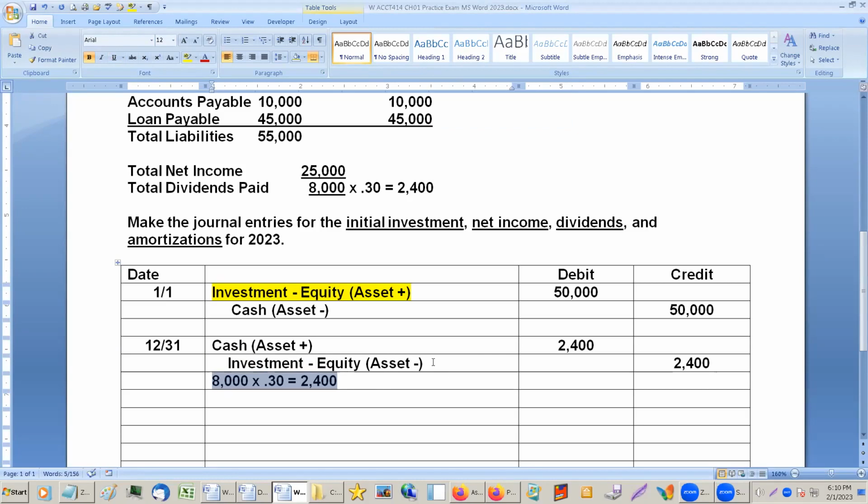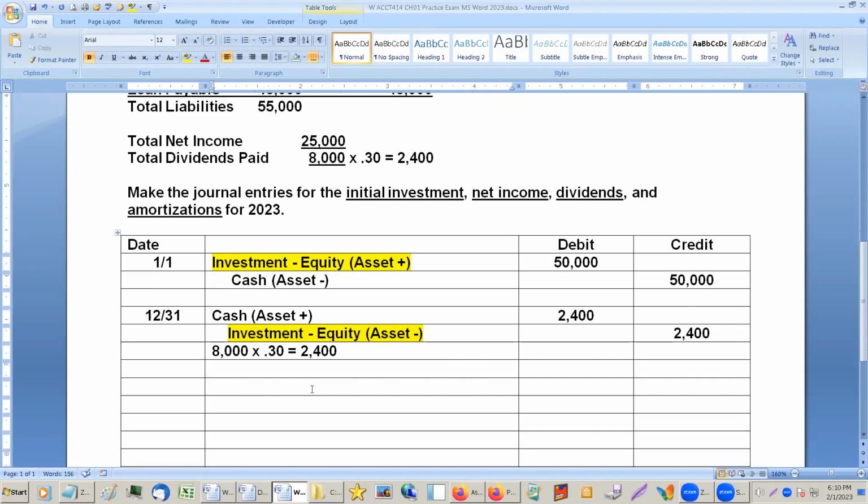But all right, so here's the investment account, and that's going to be in every one. Okay, now let's go to the income. How much income do we get? It would be 25,000 times 30%, right? Yep.